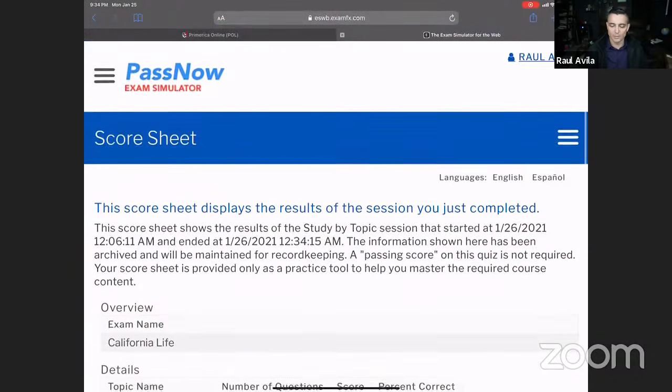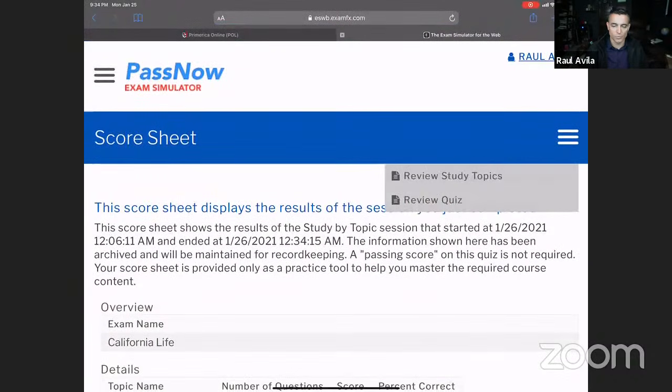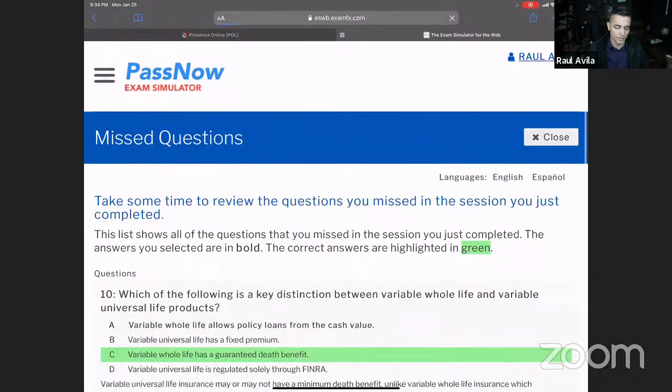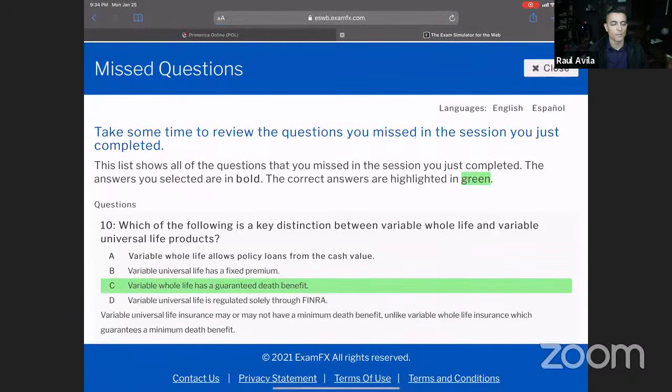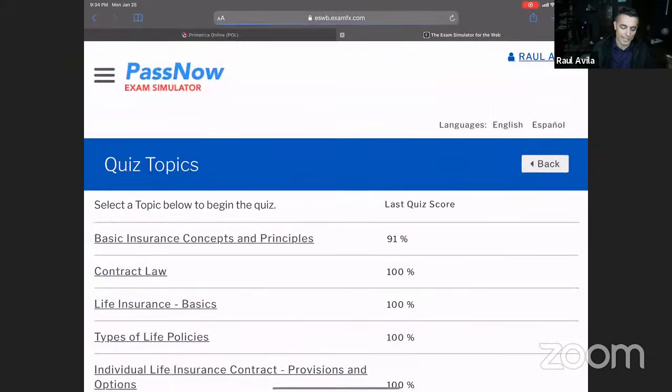Nice. Okay, we missed one question, which was the variable whole life. Let's review it. There it is. Which of the following is a key distinction between variable whole life and universal life products? Variable whole life has a guaranteed death benefit. Okay, let's go ahead and close this and attack a different one.